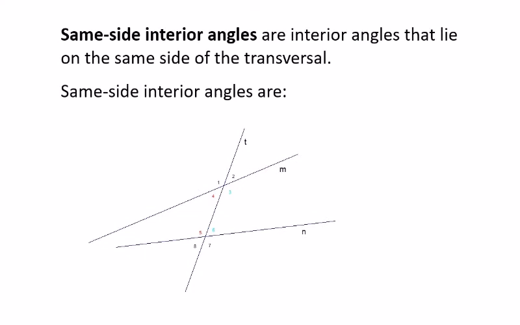Next, we have same side interior angles. As you might imagine, these are interior angles that are on the same side of the transversal. Once again, here's the transversal. So we want angles that are on the same side. Either both on the left side, like angle 4 and angle 5, those would be same side interior, or the ones on the right side, like angle 3 and angle 6, those would be same side interior angles.